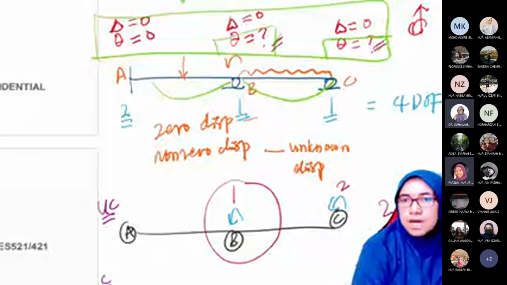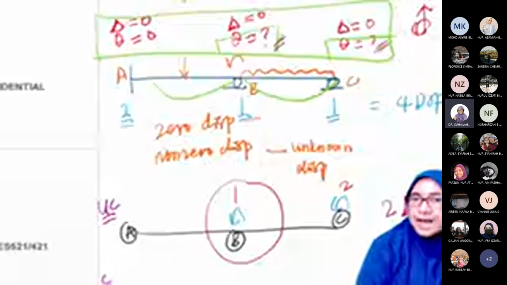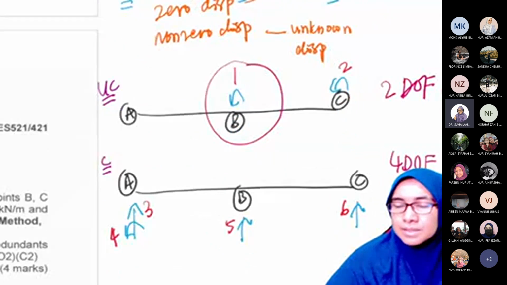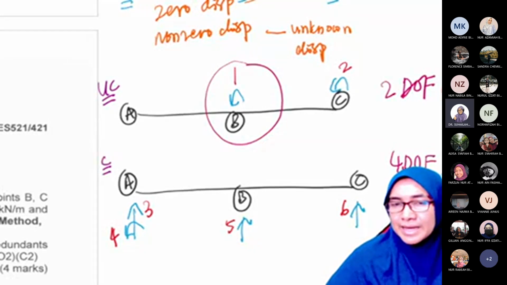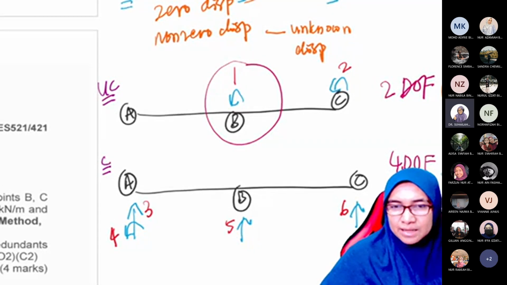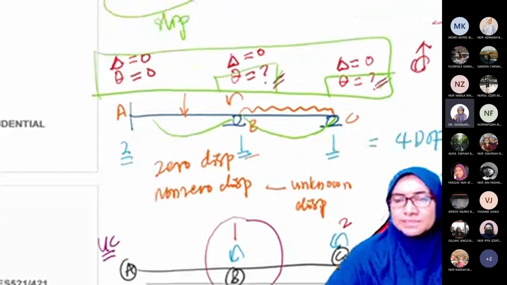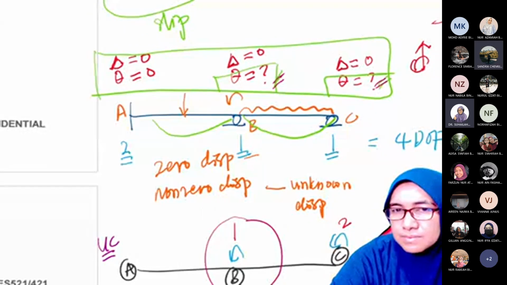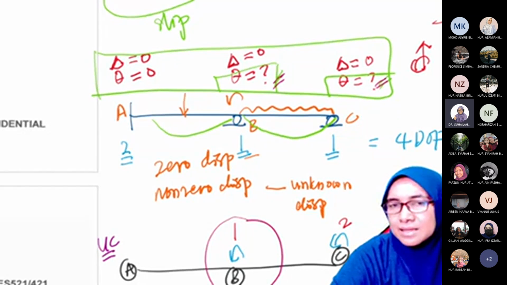D2 is rotation at C. Okay, we move to label number 3, D3. Please look at D3. For deflection at position 3, D3 means delta at A. Yes, delta at A. D3 means delta at A.